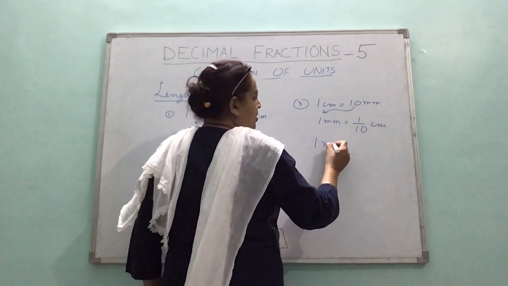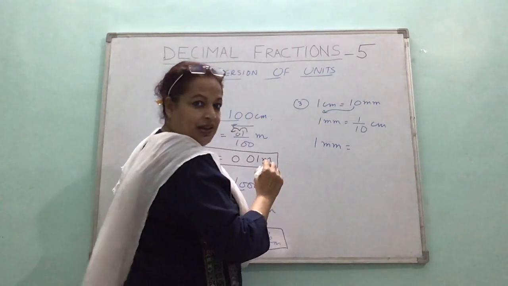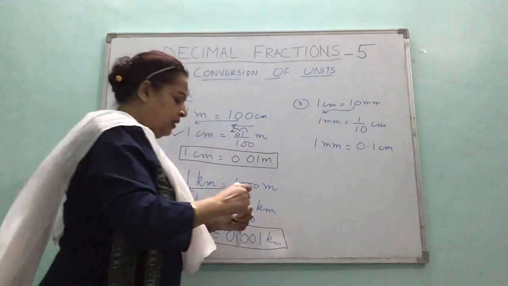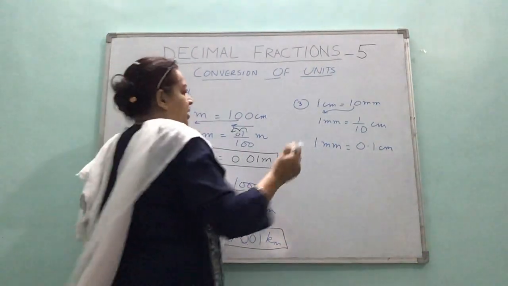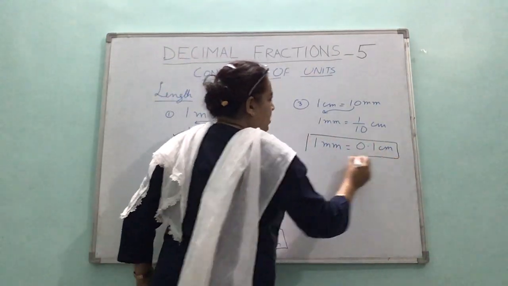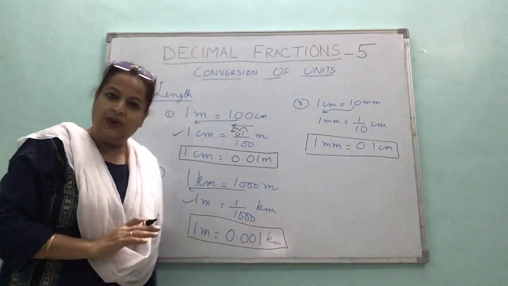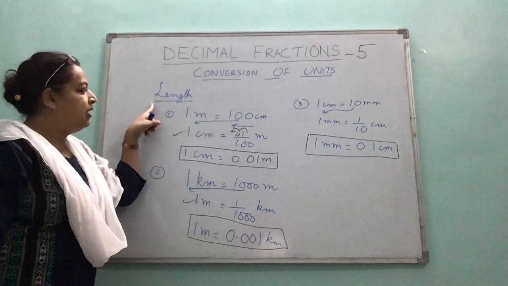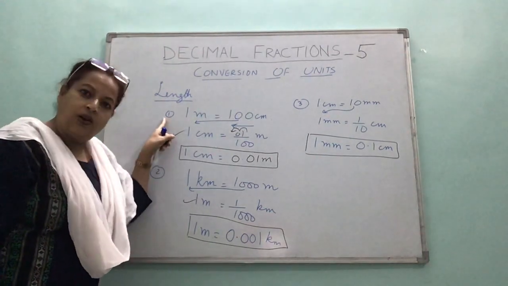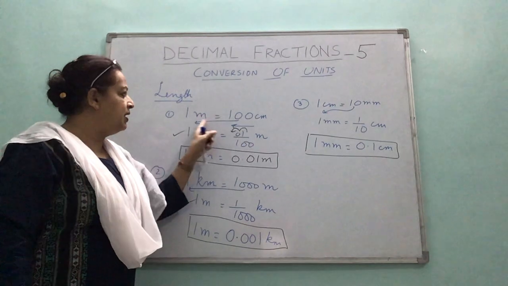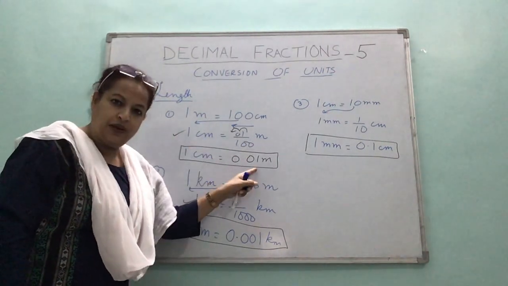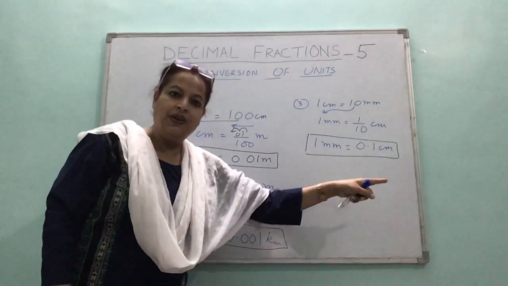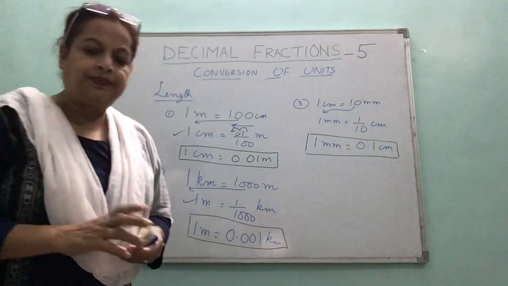So 1 millimeter is how many centimeter in decimals? 0.1 centimeter. So 3 units for length I have taught you. All these with the working should be done in your classwork register. You will give the heading conversion of units, then you write length, then the common ones, 1 millimeter, this, how to convert the smaller unit to a bigger unit. Right? So this is for length.